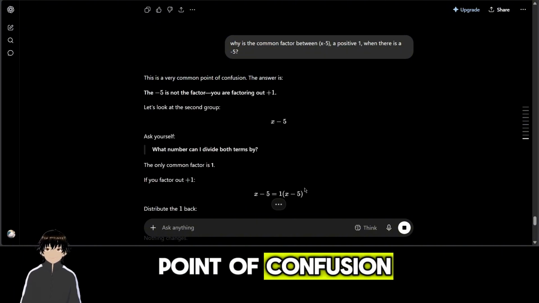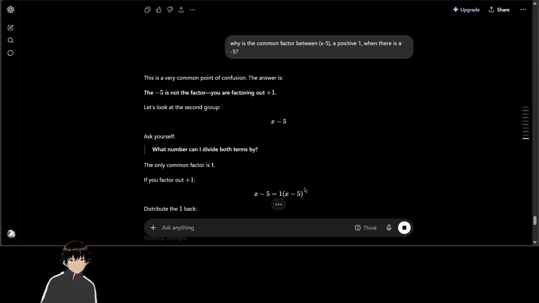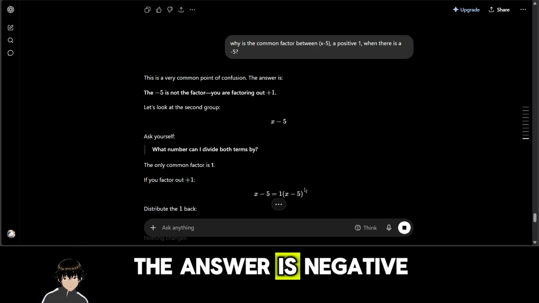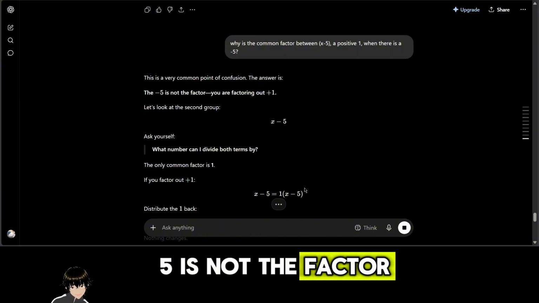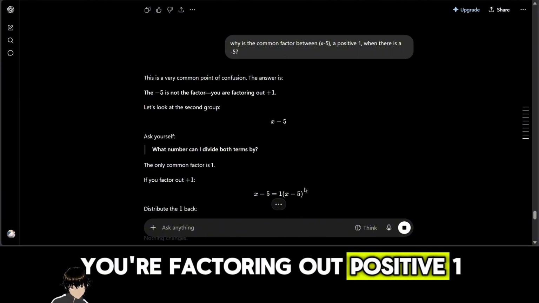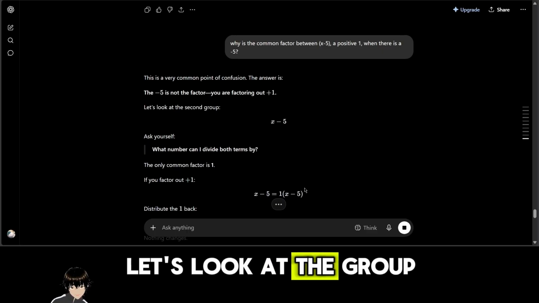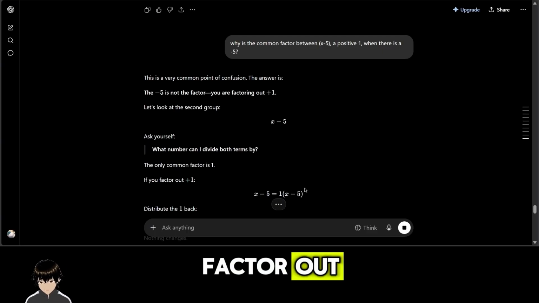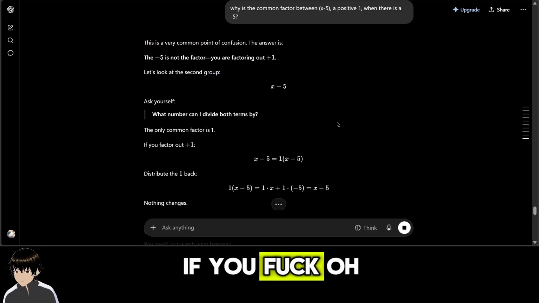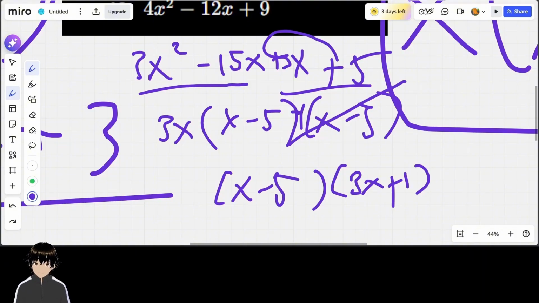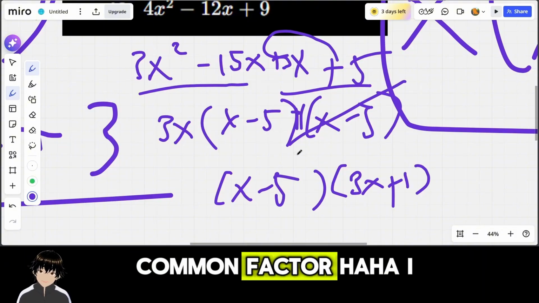It's a very common point of confusion. The answer is negative 5 is not the factor. You're factoring out positive 1. Let's look at the group. Factor out, because it's a common factor.